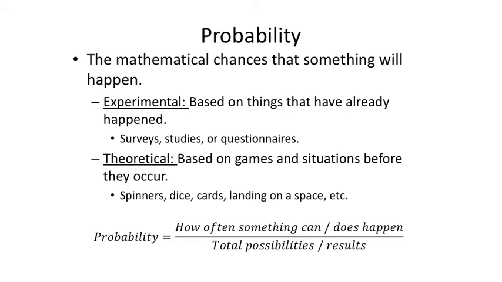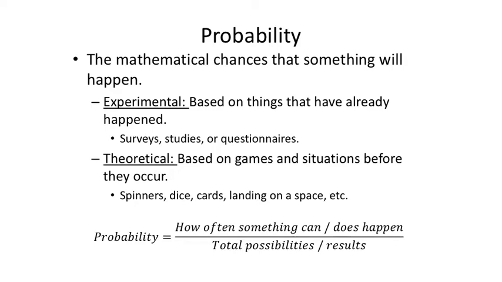Probability will be found in fraction form. So it's how often something can happen. If it could happen or can happen, that's based off of theoretical. If it's based on something that does happen, then it would be experimental, something that has already happened. So you look at these things and divide that in the denominator with the total number of possibilities or results. Possibilities would be theoretical, results would be experimental.